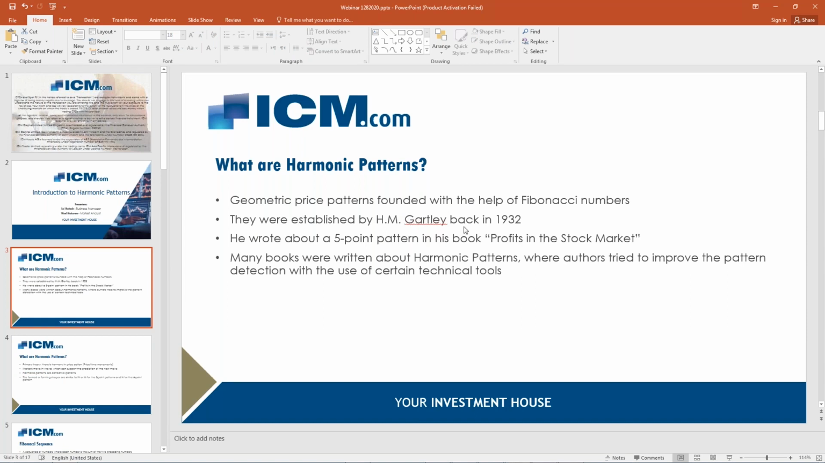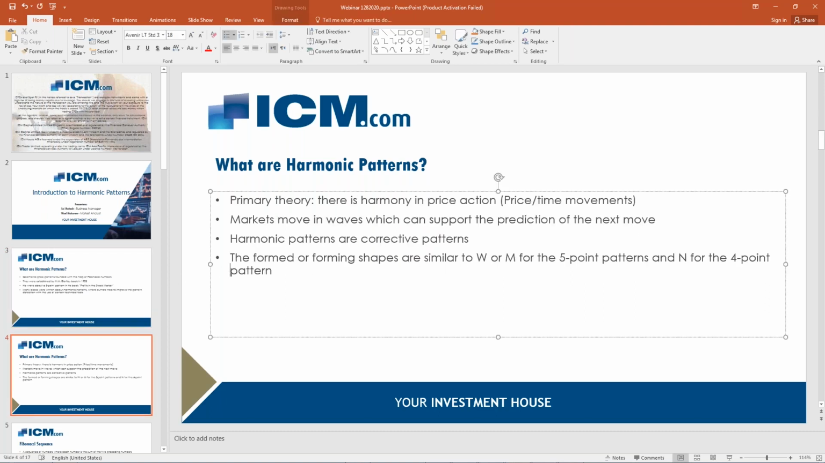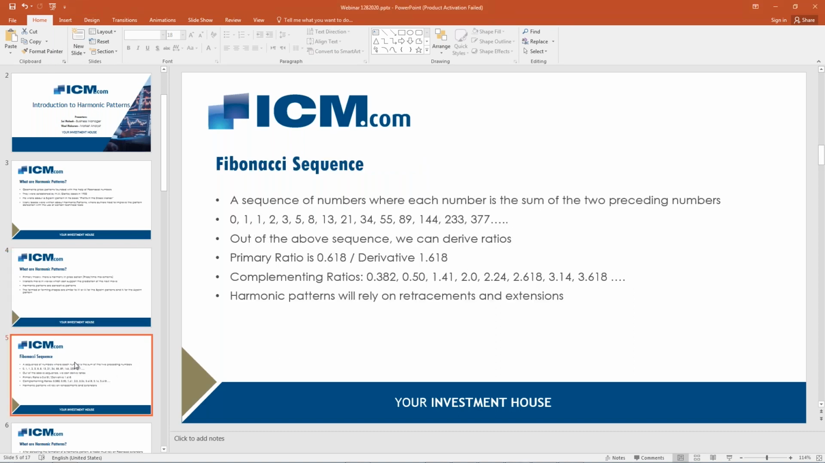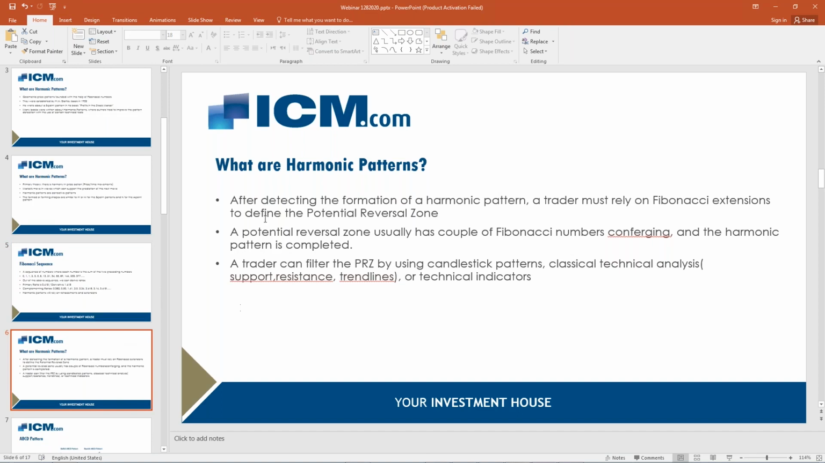I also want to remind you that harmonic patterns are usually reversal corrective patterns, so they happen as a corrective formation, and then we have a continuation of the previous move. Also, we mentioned that the primary theory of harmonic patterns is that there is harmony in price action and in price and time movements, and the market moves in waves which can support the prediction of a certain move. Usually, in order to look for a 5-point pattern, you have to look for shapes similar to W or M, and for a 4-point pattern, which is A, B, C, D, you can look for the N shape. We also talked about the Fibonacci sequence and where it came from, and this is mainly it.